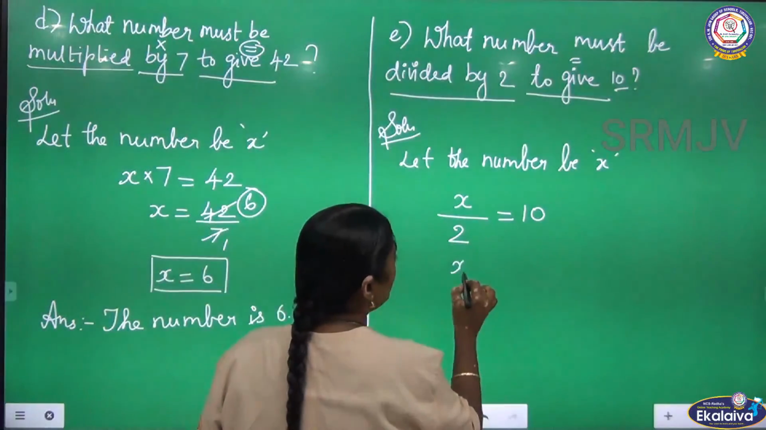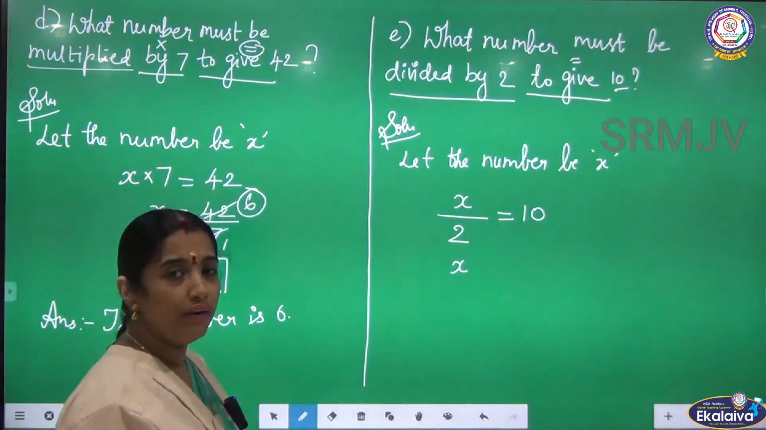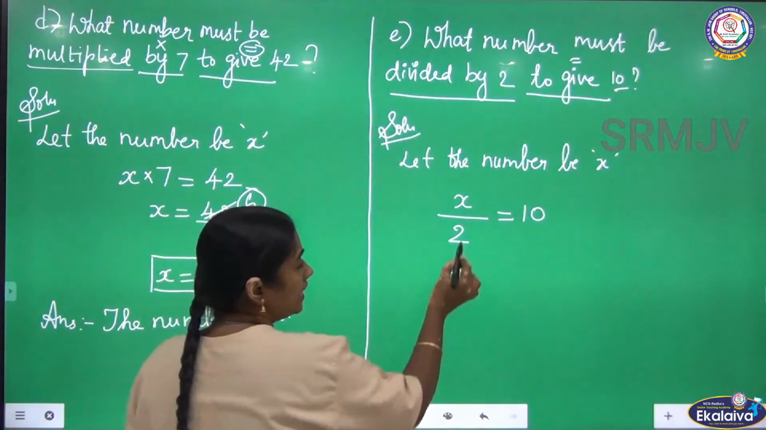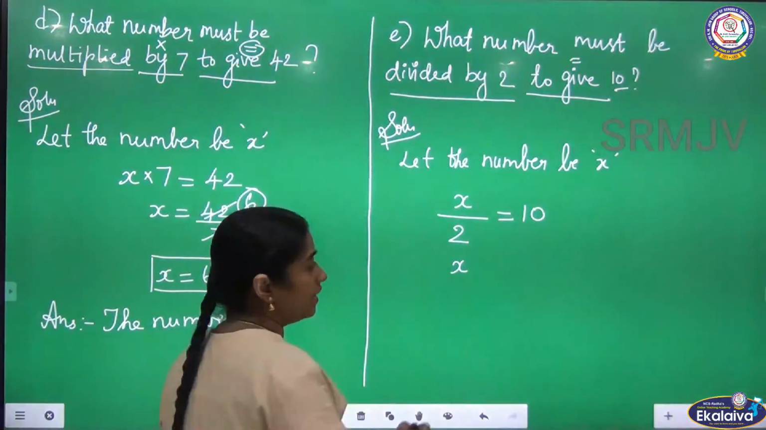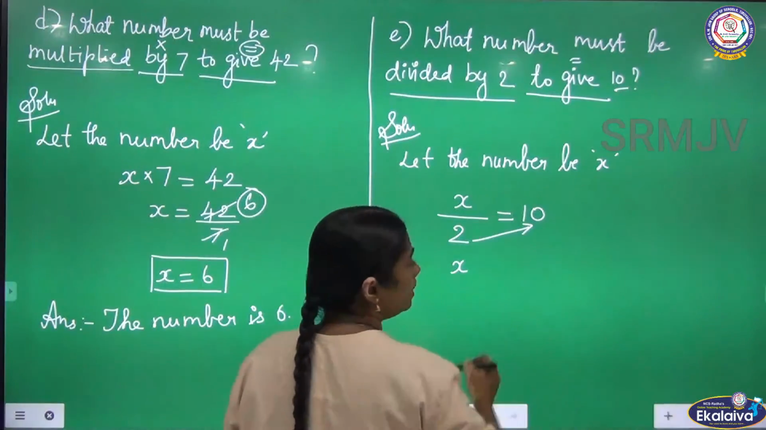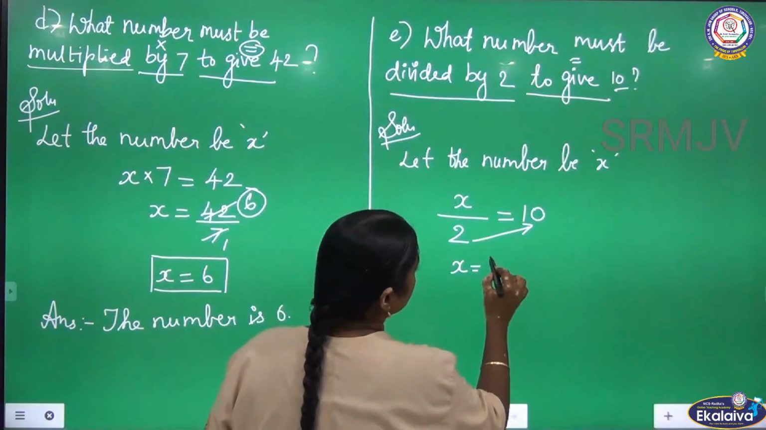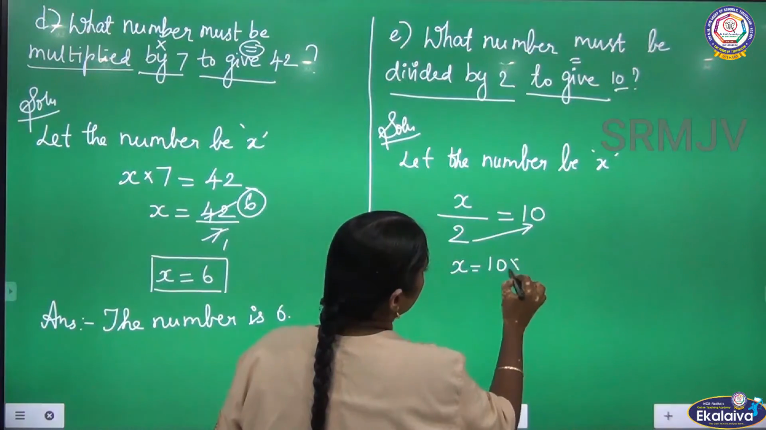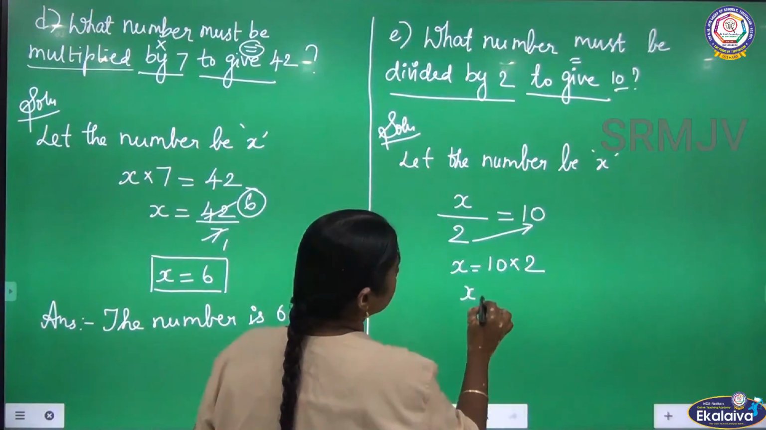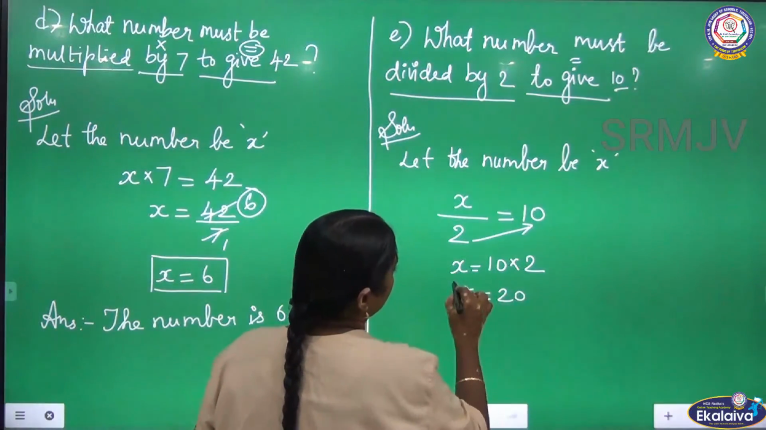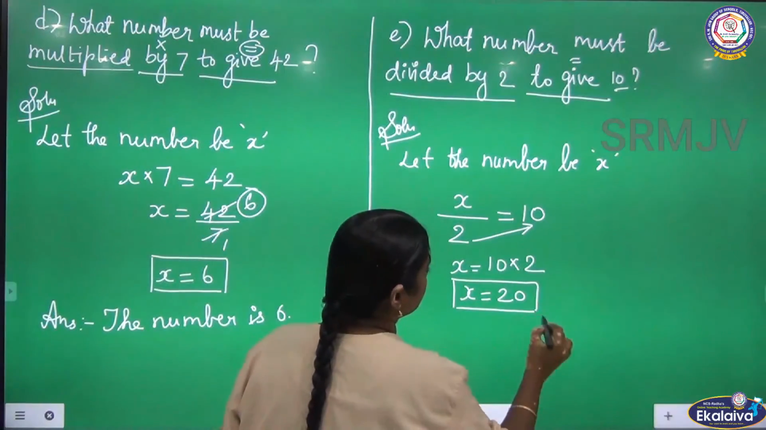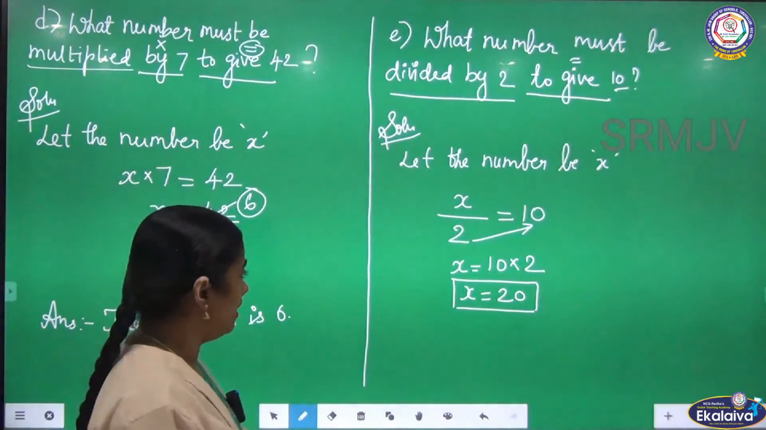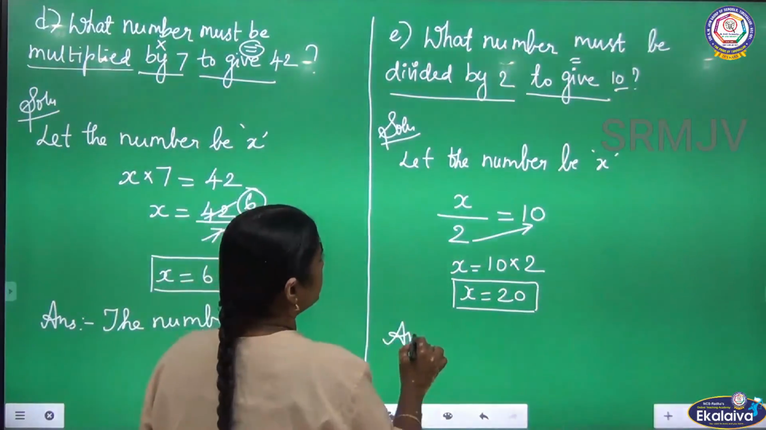So, keep x alone, and see here the division by 2 is there. When it goes that side, what does it become? Multiplication. So, 10 into 2. So, x is equal to 20. 10 twos are 20. Got it? Now, I am going to write the answer.